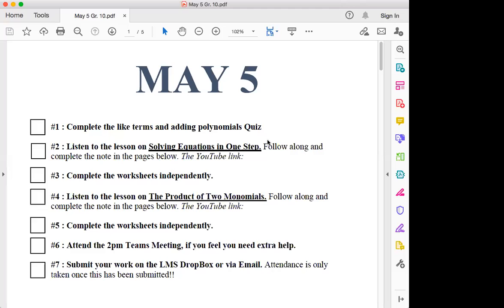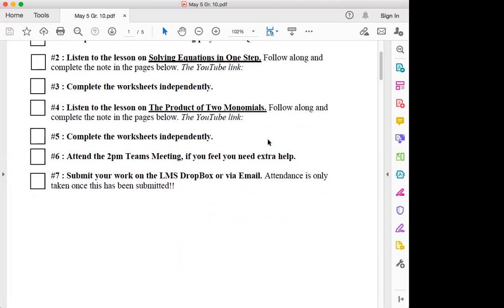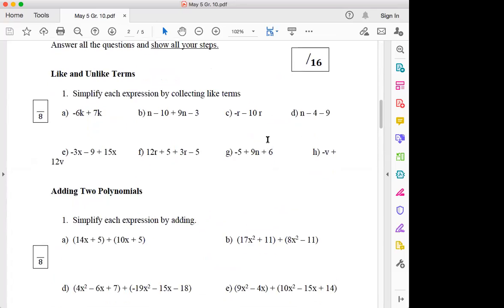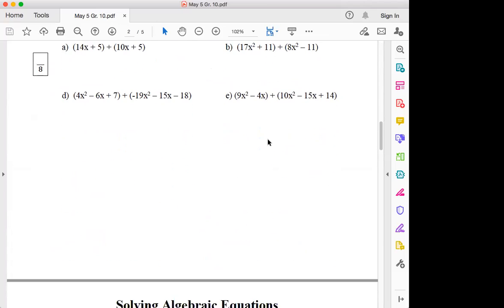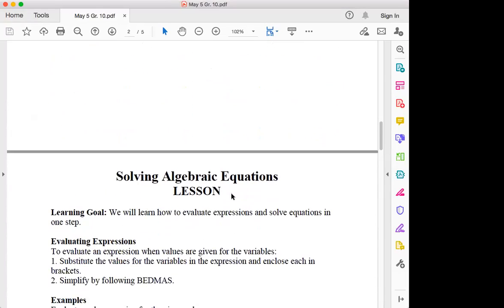Today we are starting off with a quiz about like terms and adding polynomials. And then we've got our lesson that I'm recording right now. And then there's a second lesson on the product of two monomials, which will be the same lesson as the grade 9s. So things are starting to change up a bit. So hopefully you guys are understanding up to date and you're not completely lost.